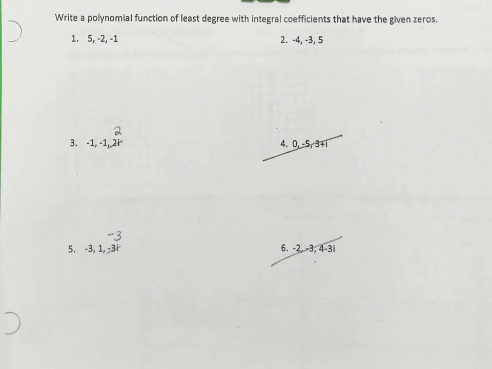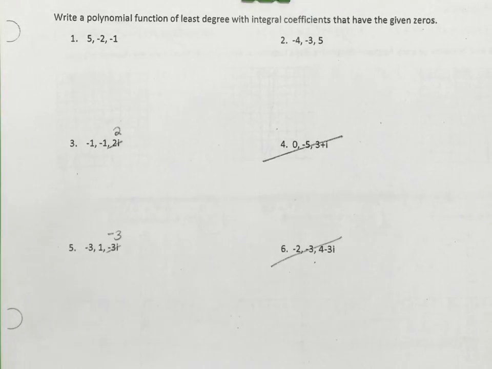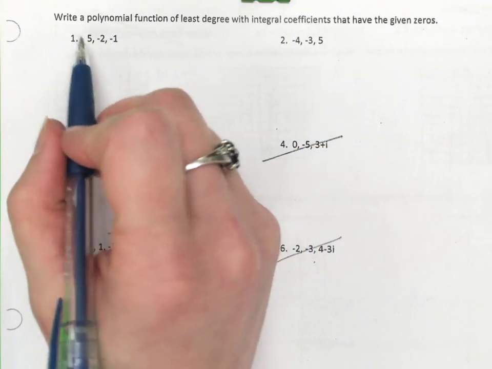where is that at? There it is. All right, page 23. Here we go. It's pretty easy. All right, what do the directions say to do? Least degree, coefficient. Okay, so a function.